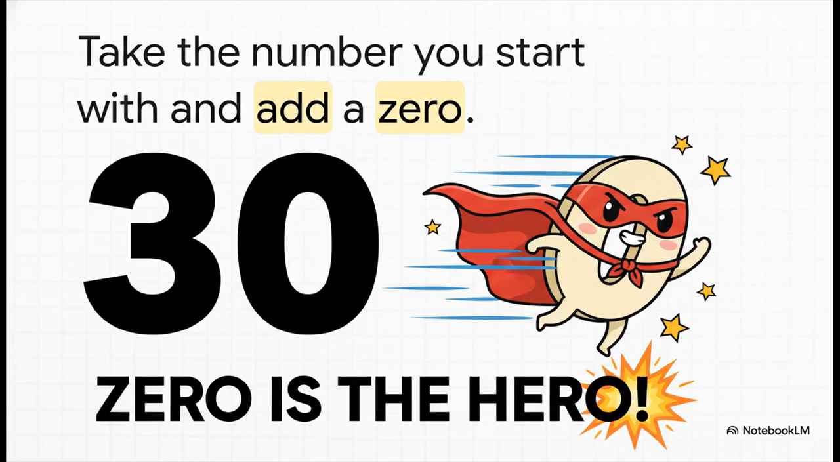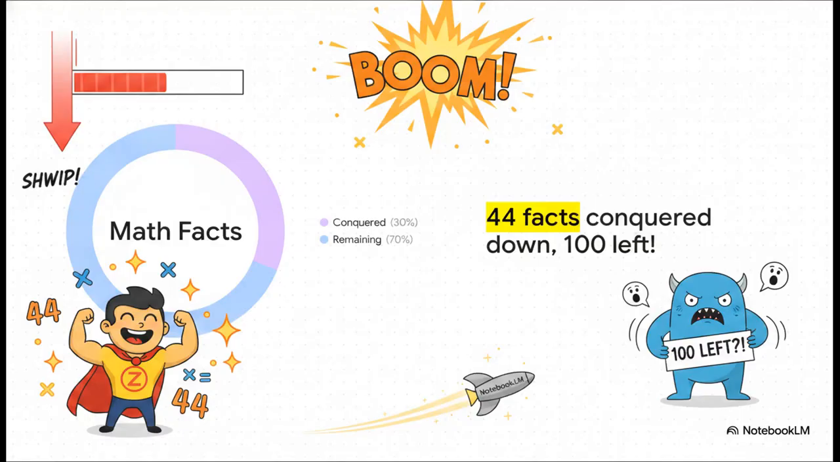Yep, you get 30. And remember that secret weapon we just talked about, reversibility? Because you know 3 times 10 is 30, you automatically know 10 times 3 is 30. No extra thinking required. Just like that, look at that health bar drop again.